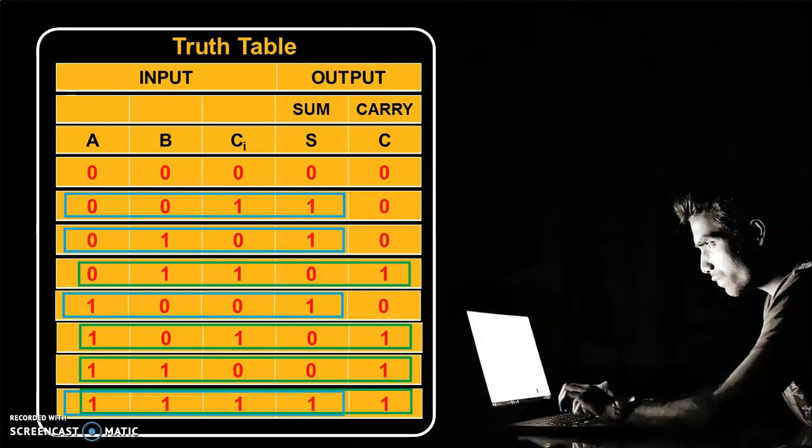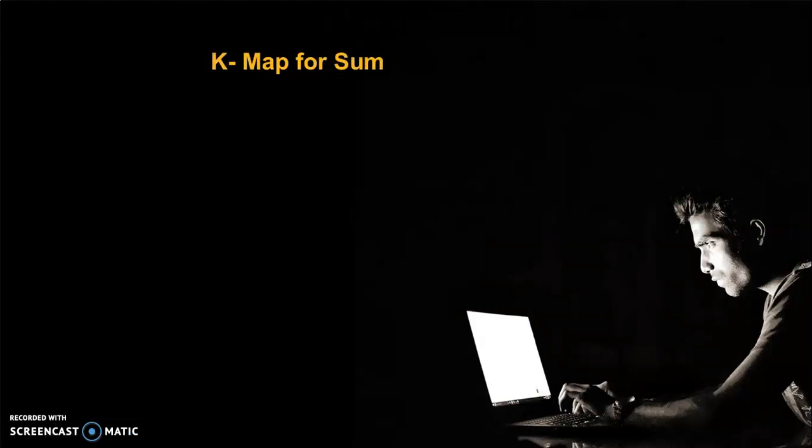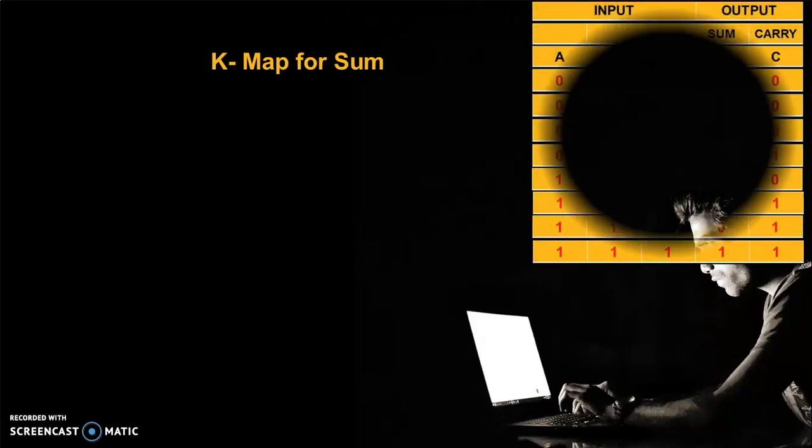So now once we have identified the minterms for the sum as well as for the carry, it is very easy to prepare the K-map first for the sum and then for the carry. And from the K-map we can easily get the simplified Boolean function. So now let us prepare the K-map for the sum. Now in this condition we have 3 input combinations. So we have to prepare a K-map with 8 cells, that is 2 rows and 4 columns.